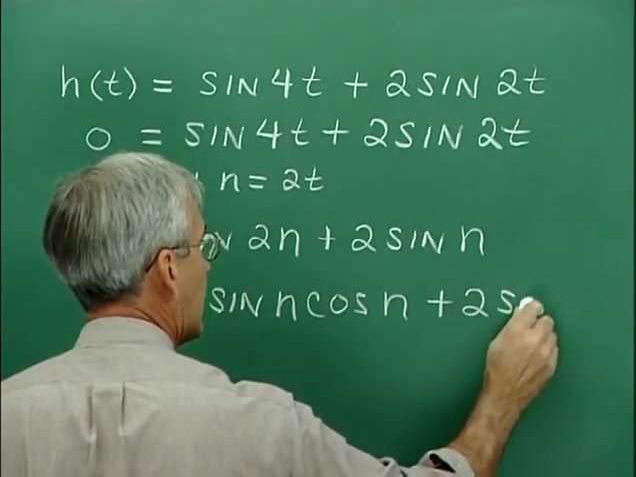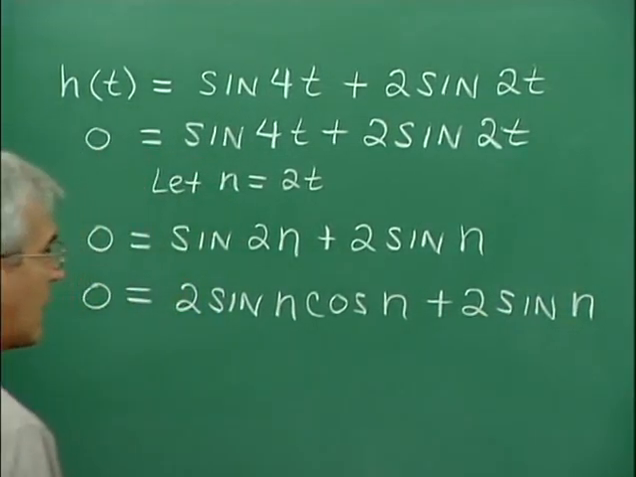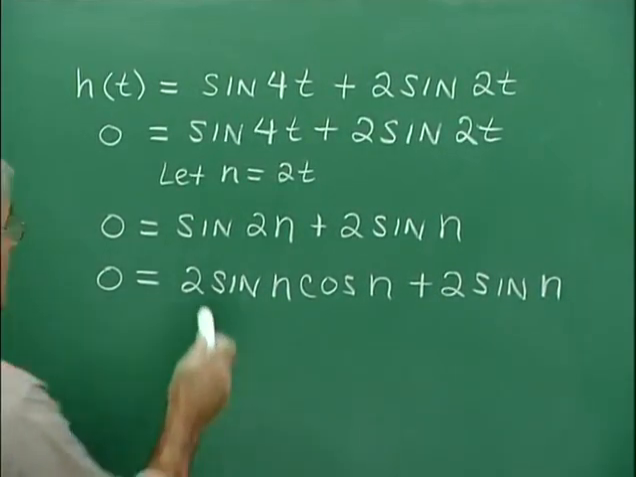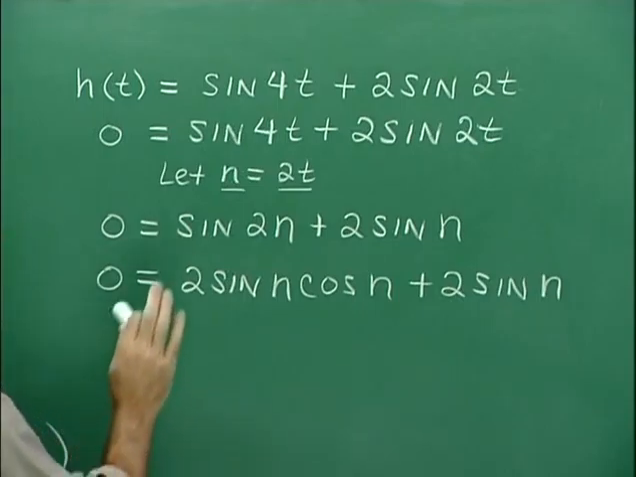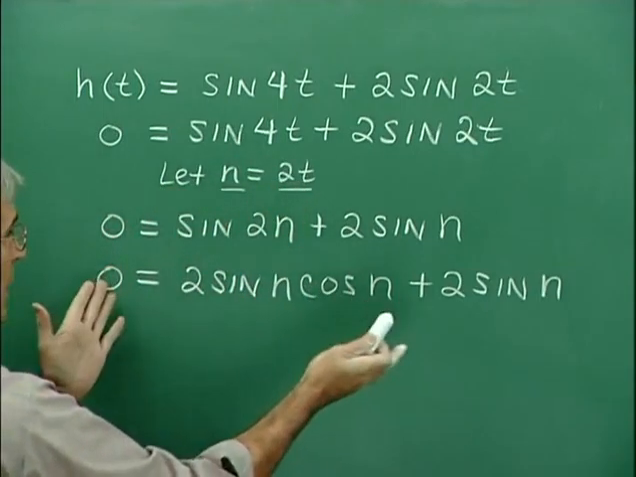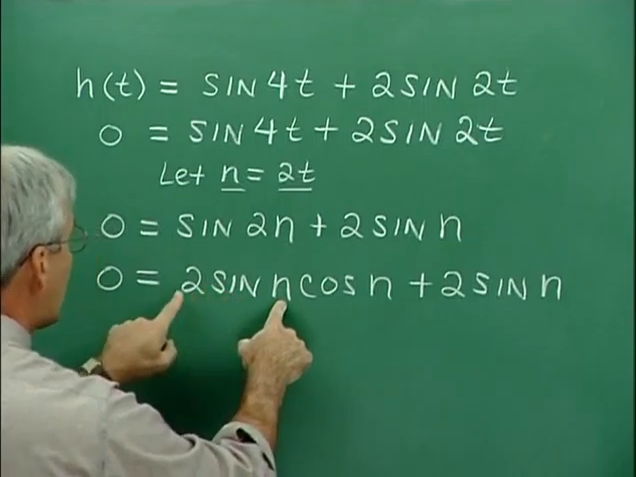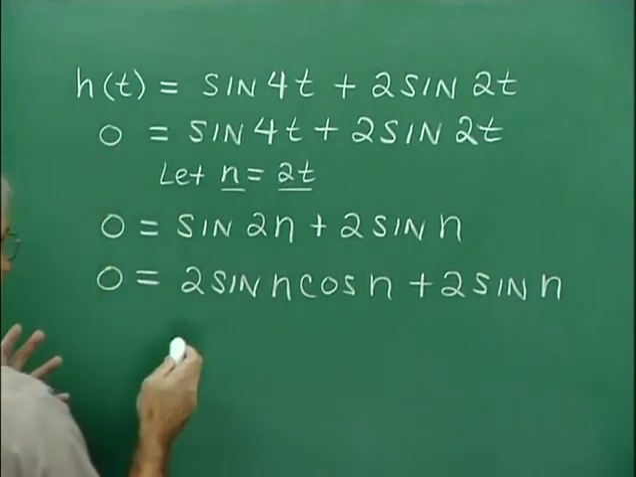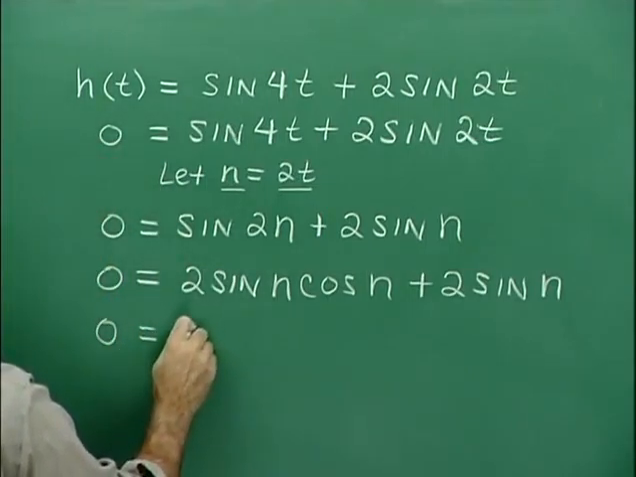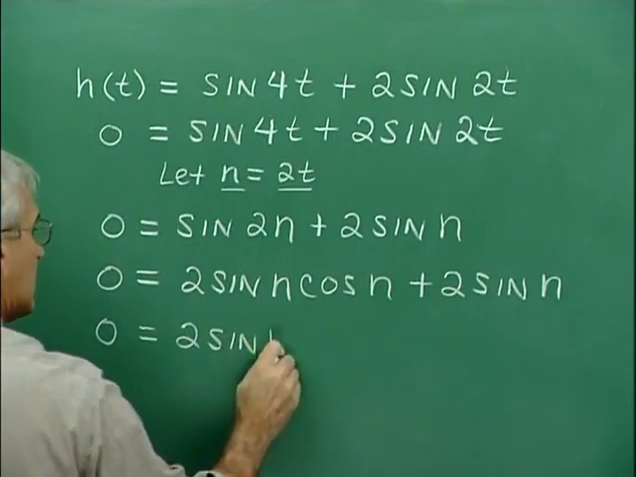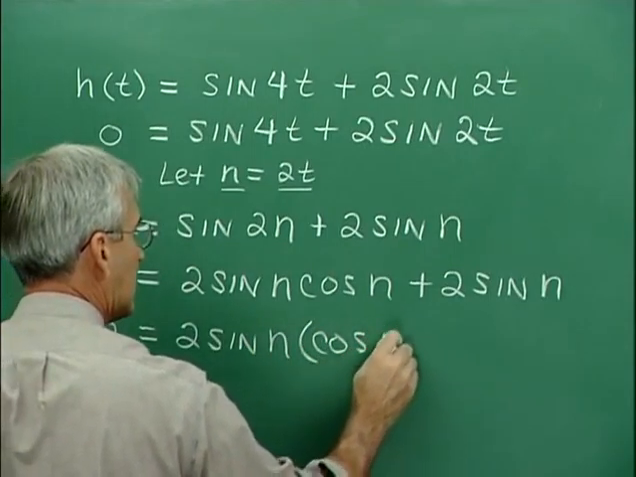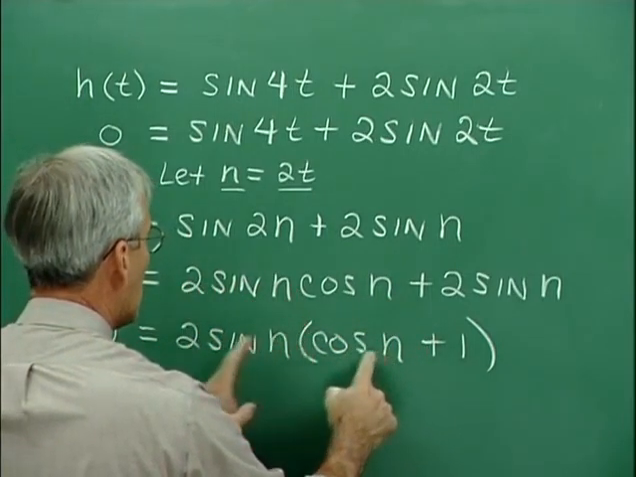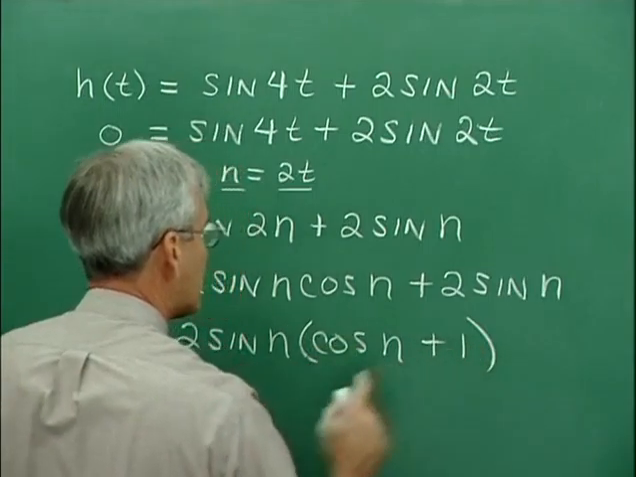plus 2 sine n. Now, I wonder if I can get some mileage out of the algebra within this before I even go back and substitute for the 2t and the n business. I'm noticing here that I have 2 sine n here, and I have 2 sine n over here. So I can actually factor 2 sine n from both of those terms. So 2 sine n times cosine n plus 1. You see, when I pull 2 sine n out of this term, I'm left with cosine n. When I pull 2 sine n out of this term, I'm left with simply 1.